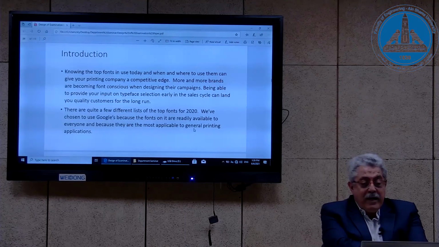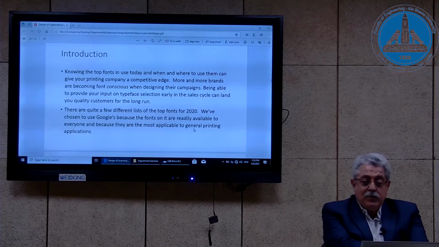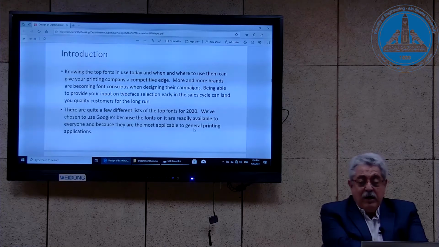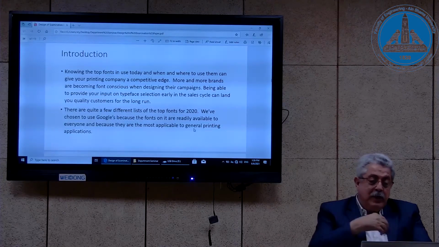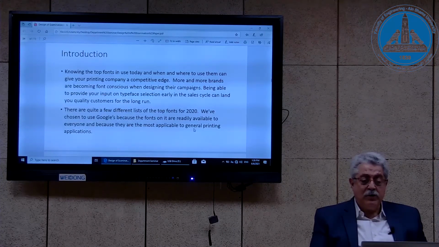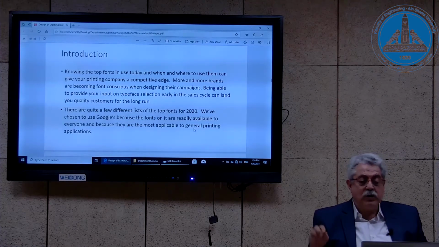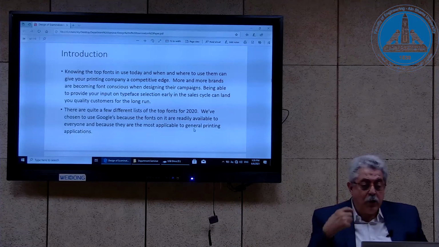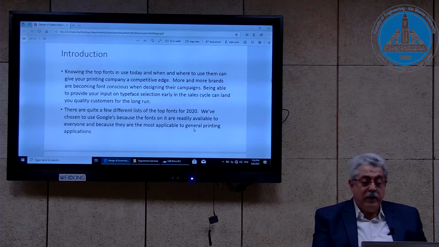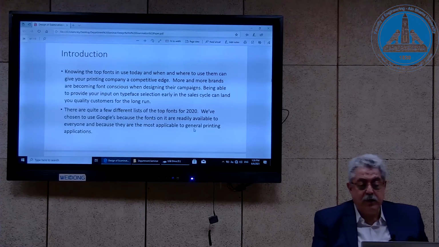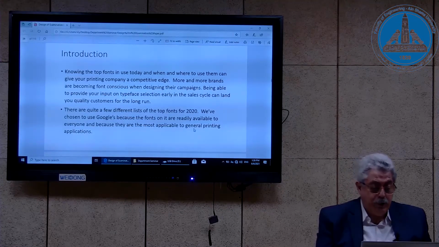More and more brands are becoming font conscious when designing their campaigns. If you speak about brands, should the Faculty of Engineering have a brand? Yes, it should. Being able to provide your input on typeface selection early in the sales cycle can land you quality customers for the long run. There are quite a few different lists of top fonts. We have chosen Google's because the fonts on it are readily available for everyone, and because they are the most applicable to general printing applications.